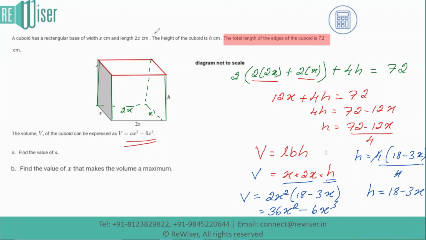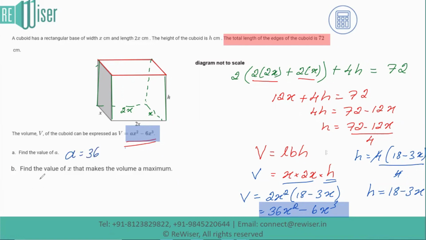When you compare these two equations, we have the volume expression of the cuboid as ax squared minus 6x cubed, but we got 36x squared minus 6x cubed. So the value of a, when you compare the coefficient of x squared, has to be 36. So 36 is the right answer for this one.